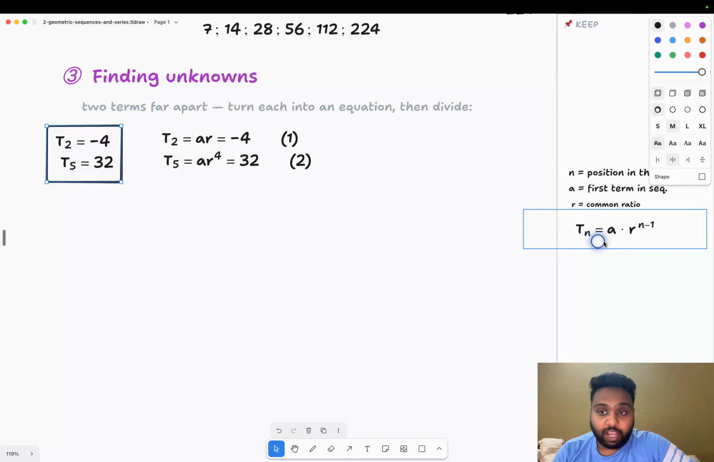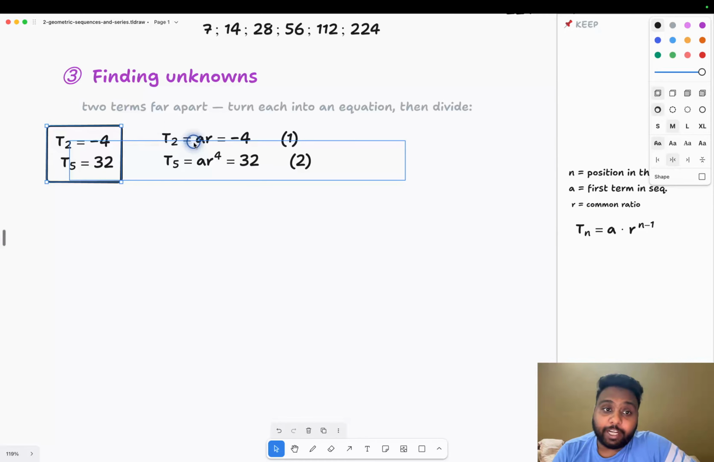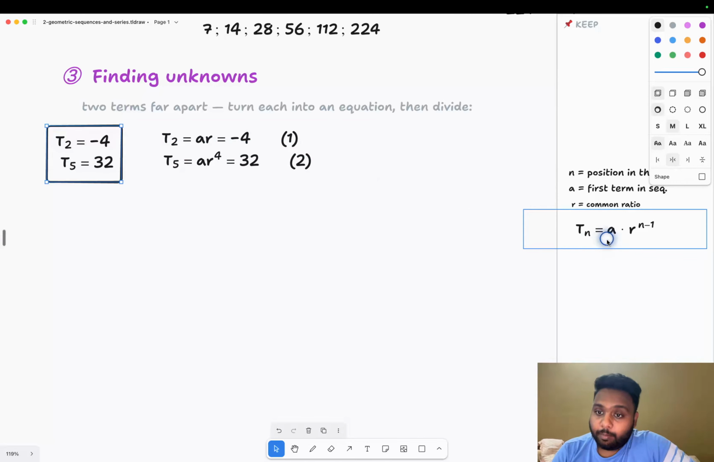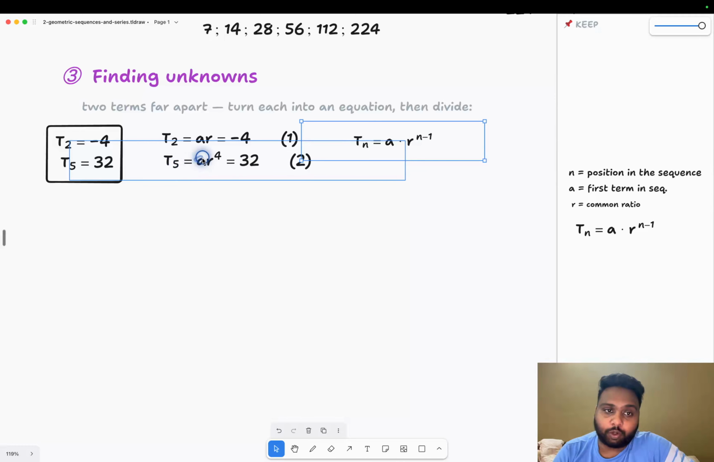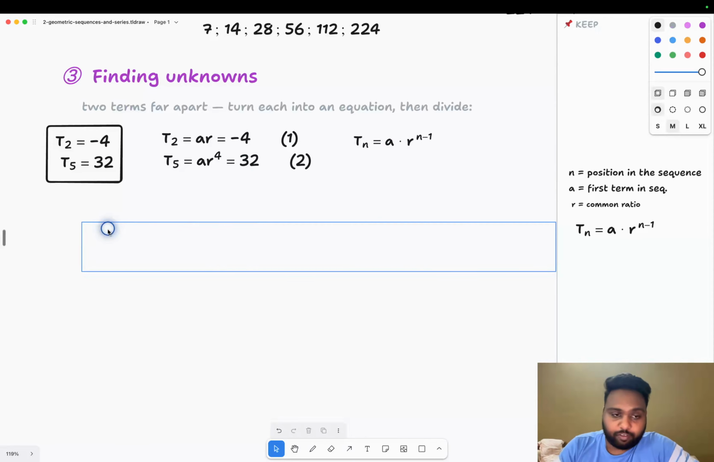So in order to determine t of n, I need to find the value of a and I need to find the value of r. For finding the value of a and r, these are two unknowns, so I need two equations to solve it. So t2, can I write t2 as ar based on this formula? Because I have this formula, can I use it to write t2 as a into r to the power of n minus 1? And when I put n equal to 2, it will just become ar. So t of 2 is equal to ar. And in a similar way, t of 5 is equal to ar to the power of 4. Right? These are the two things that we have now.